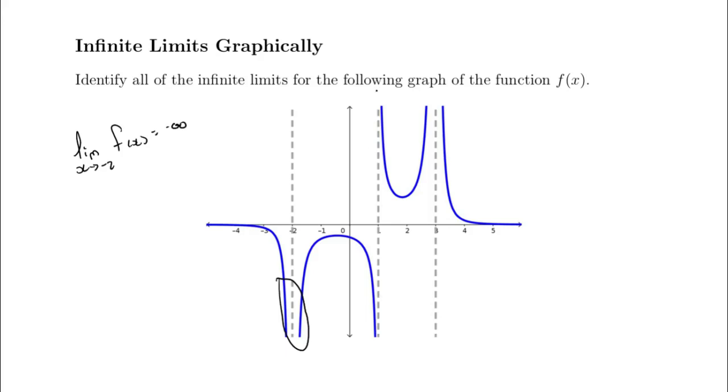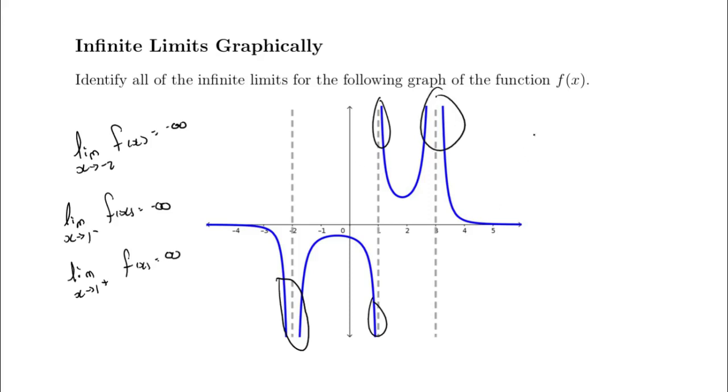Right here, you'll notice that on one side you're going up and on the other side we're going down. So we'll say the limit as x approaches 1 on the left of f of x is negative infinity, and the limit as x approaches 1 on the right of f of x is positive infinity. And then you can see here at 3, both sides go up, so we'll say that the two-sided limit is infinity. Now, none of these limits exist, right?